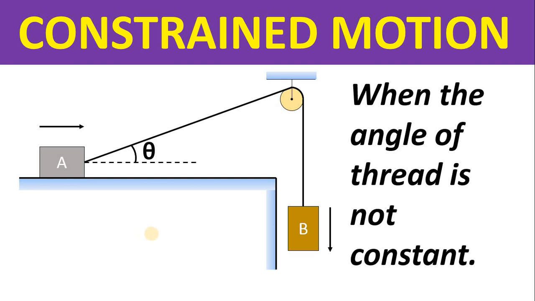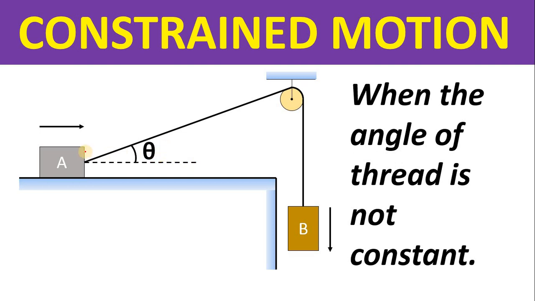In this video we are going to learn about a special type of constraint motion in which the angle of the thread is not constant. That means when the block A will move horizontally on the table and the block B will fall down vertically, then clearly we can see that this part of the thread is going to change the angle. The angle theta is going to increase actually. As the block A will come forward, the angle theta will increase.